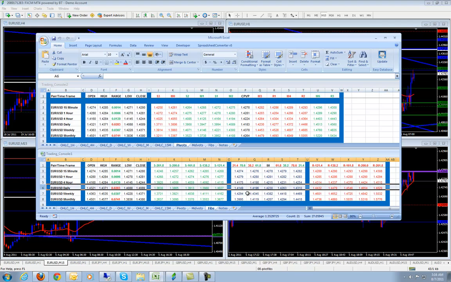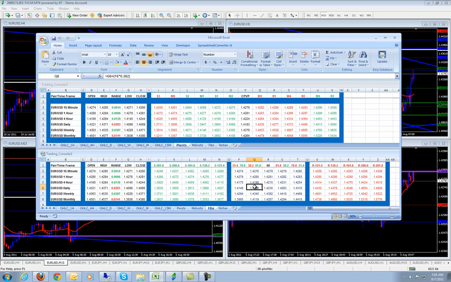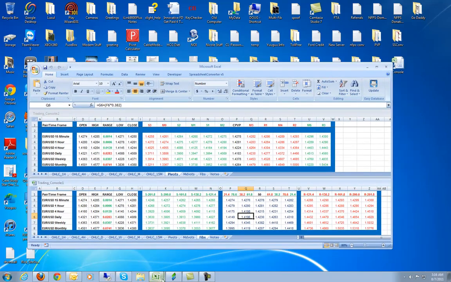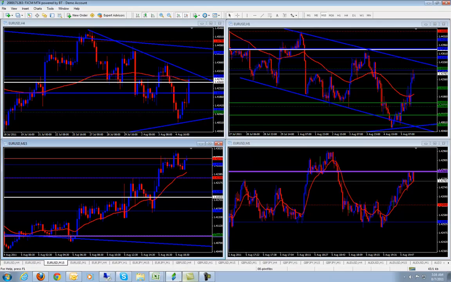The thing is this: you can't trade off of a spreadsheet. You can't just look at the spreadsheet and look at price and trade off the spreadsheet. You have to trade off the chart. So how do we take this data and trade this data off the chart without going back and forth like this? We can't do that. So what I ended up doing was I created a template.